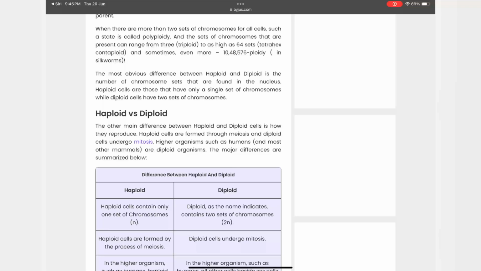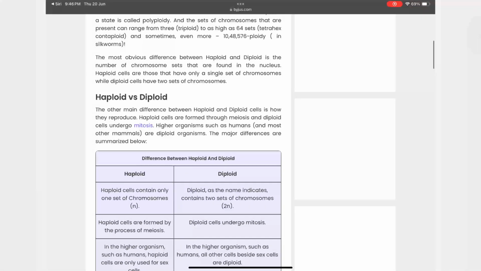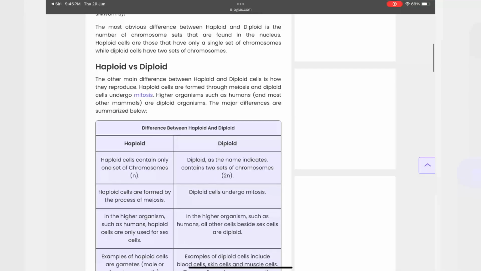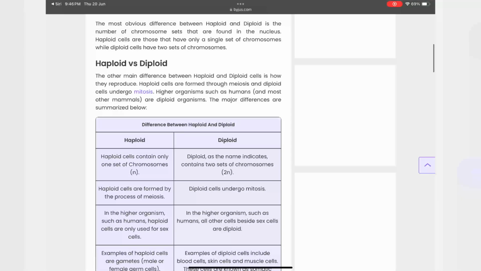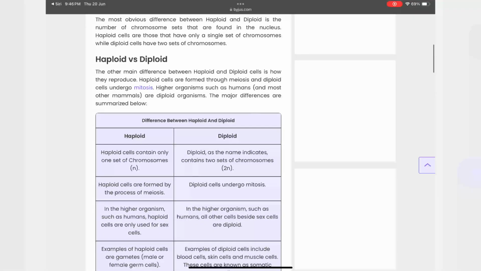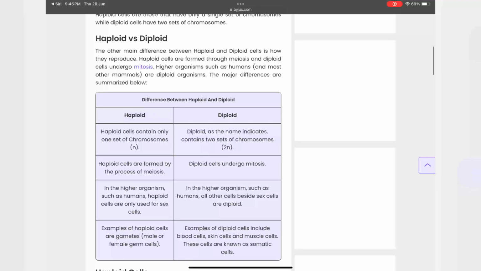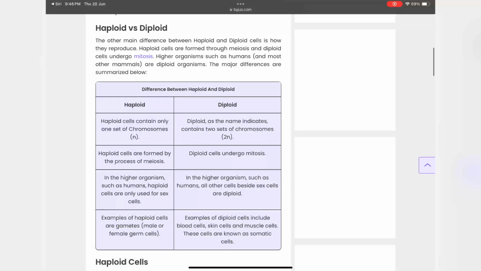1,048,576 ploidy in silkworms. The most obvious difference between haploid and diploid is the number of chromosome sets that are formed in the nucleus. Haploid cells are those that have only a single set of chromosomes, while diploid cells have two sets of chromosomes. Haploid versus diploid.